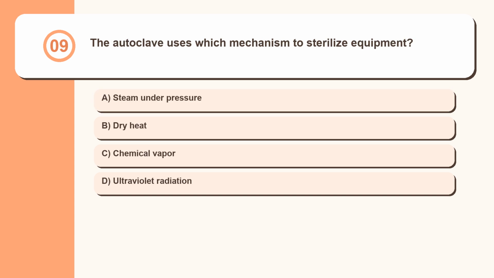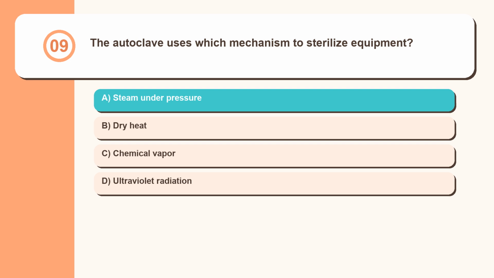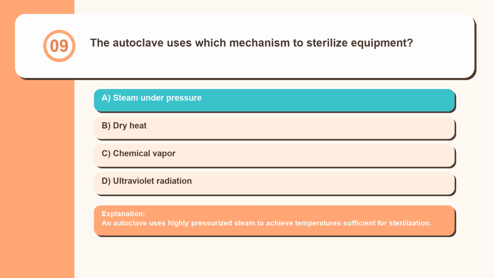Question 9. The autoclave uses which mechanism to sterilize equipment? Steam under pressure, dry heat, chemical vapor, ultraviolet radiation. An autoclave uses highly pressurized steam to achieve temperatures sufficient for sterilization.